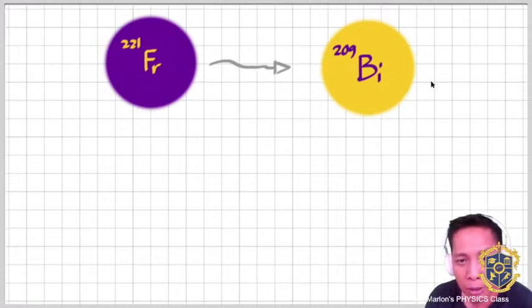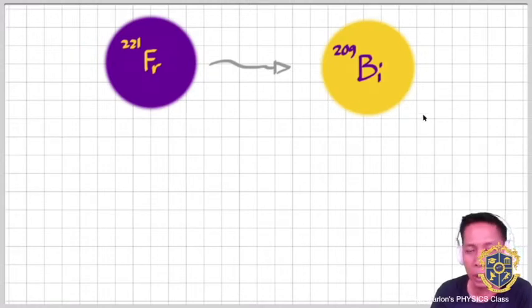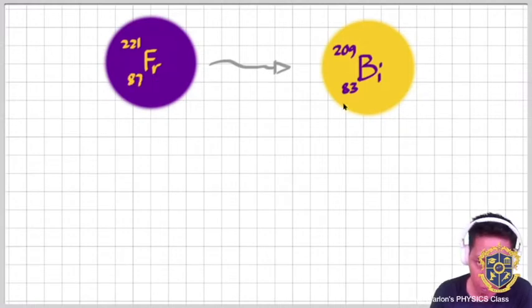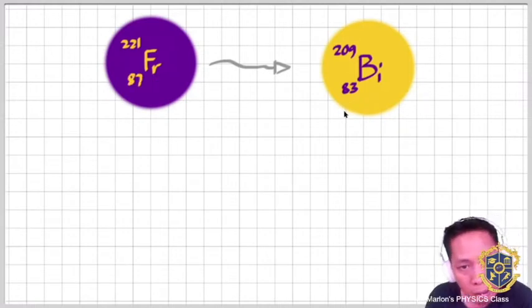The one that I presented to you a while ago, we can either have the alpha decay and then the beta decay. Considering that francium, the atomic number of this one is 87. For the bismuth it is 83. It can't be just an alpha decay here.